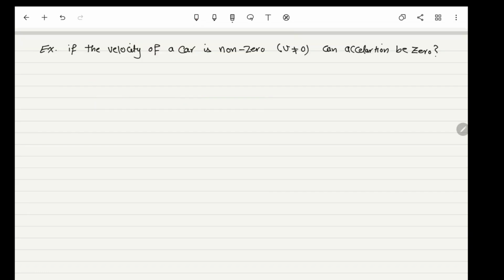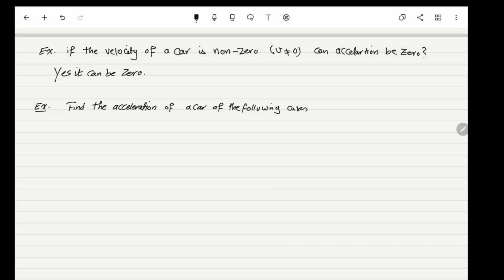Let's have this example here. If the velocity of a car is non-zero, v is not equal to 0, can the acceleration be 0? To answer this, yes, it can be. An example: an object moving with constant velocity has non-zero velocity, but it has zero acceleration since the velocity is not changing. So yes, it can.